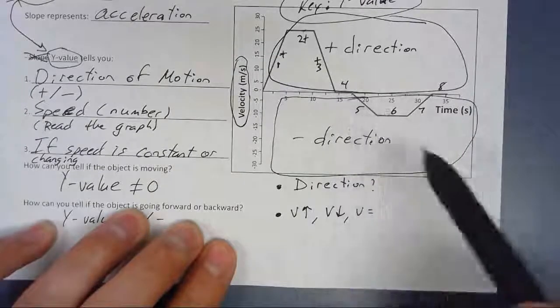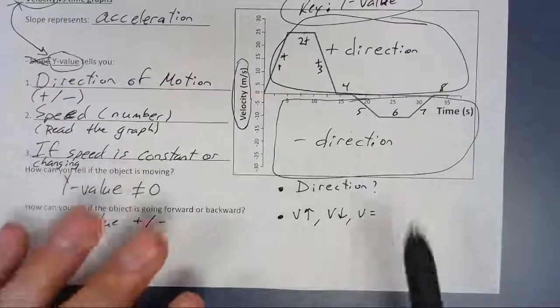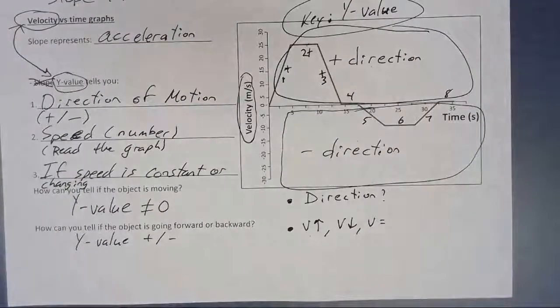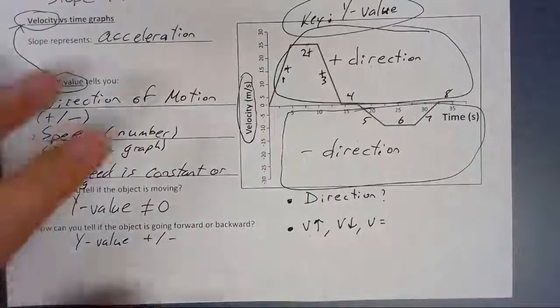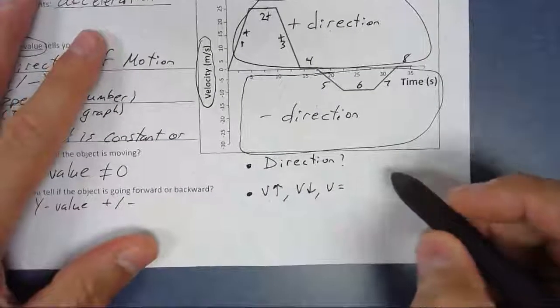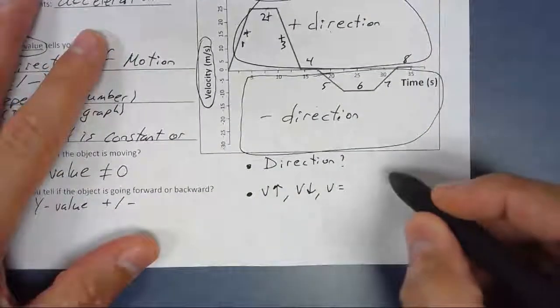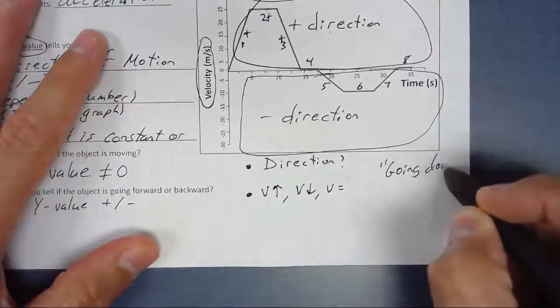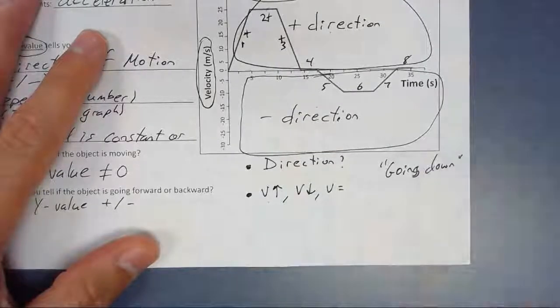Number 5 is where people typically get confused. And the reason is because when the object is moving in a negative direction on a velocity time graph, it can get confusing to think about what's going on. So many people say these words, right? I'll ask about what's going on at number 5, and people will use the words going down, right? The graph is going down.